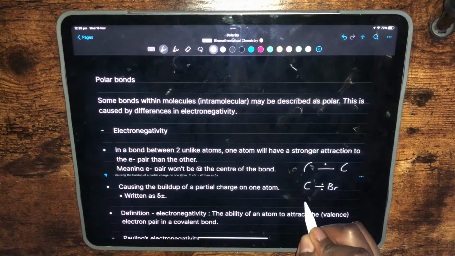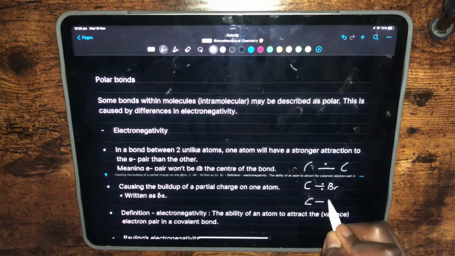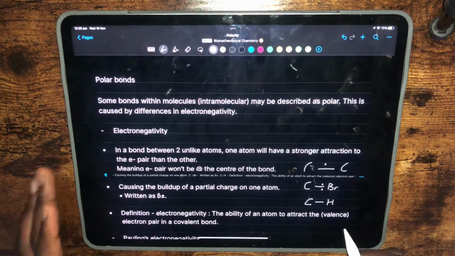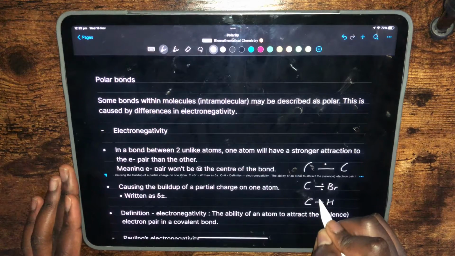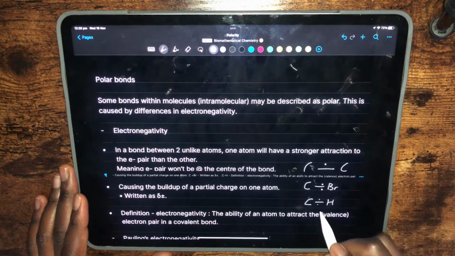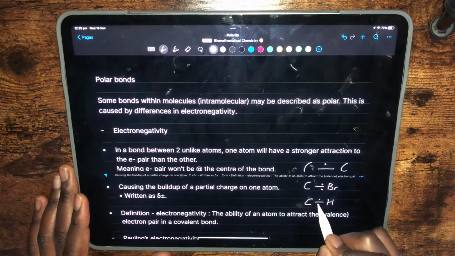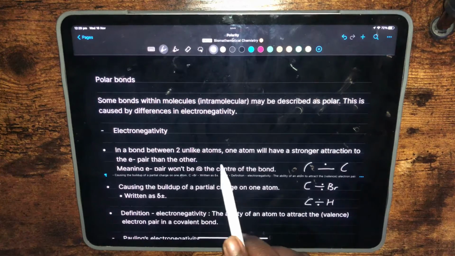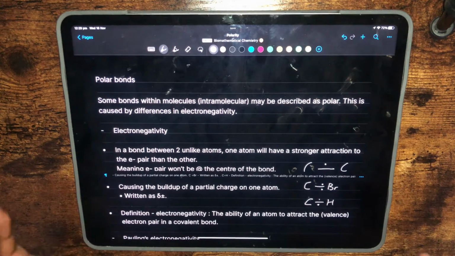Let's say a carbon-hydrogen bond. A carbon-hydrogen bond is described as being very non-polar. The reason for that is because there's a very low difference in electronegativity. Technically carbon is slightly more electronegative than hydrogen, so the electron pairs are slightly more attracted to the carbon, but overall there's a very small difference, so it's regarded as being pretty much at the center of the bond. But this is true for any case where there are two different atoms being bonded together.